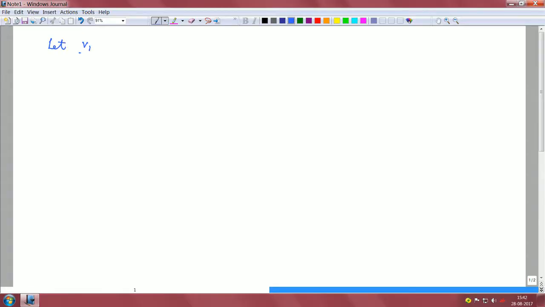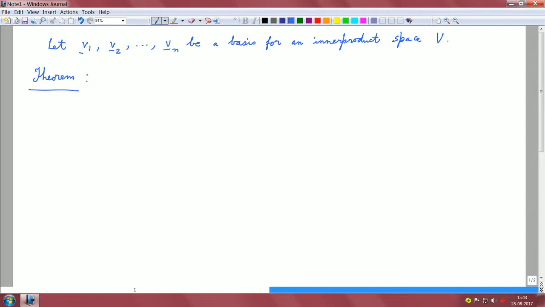Let V1, V2, so on till Vn be a basis for an inner product space V. Okay, this inner product space V, and let V1, V2, so on till Vn be a basis for this. So, the statement of this theorem is as follows. All of these theorems are really not very hard, they are just easy theorems.